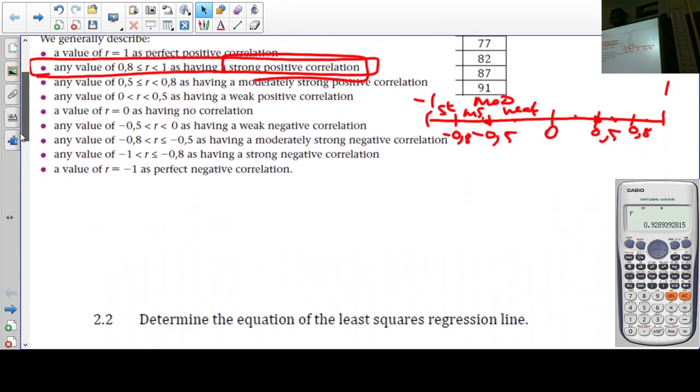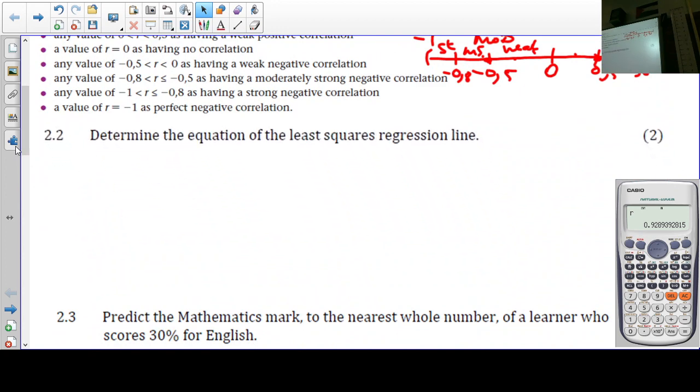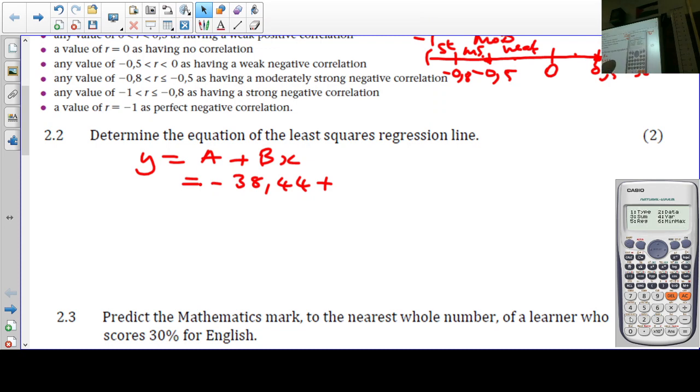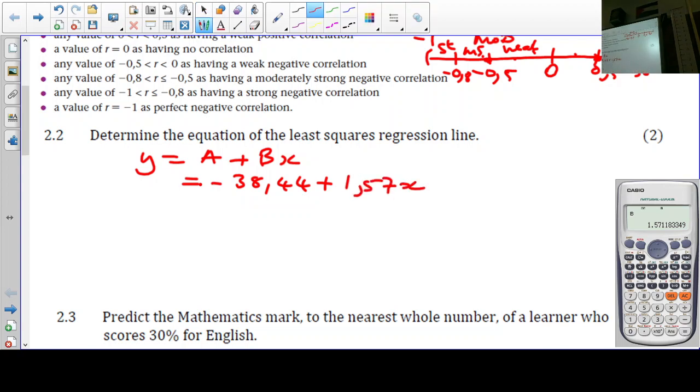Then in question 2.2, determine the equation of the least squares regression line. Remember that is in the form of y equals a plus bx. Okay, so we already entered our data, so we press shift 1, 5 for regression. 1 gives us negative 38,44 plus the b value. Shift 1, 5 for regression 2 gives us 1,57. 1,571, so that is that.